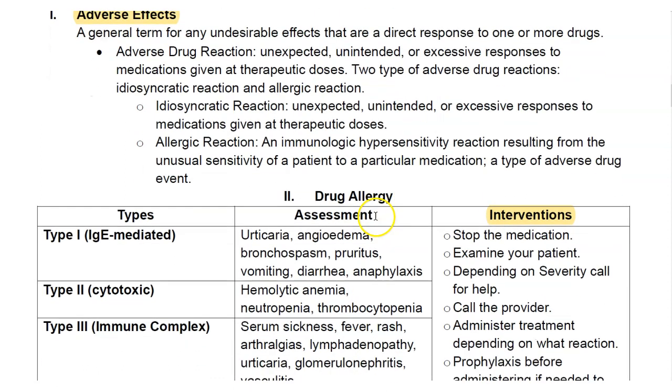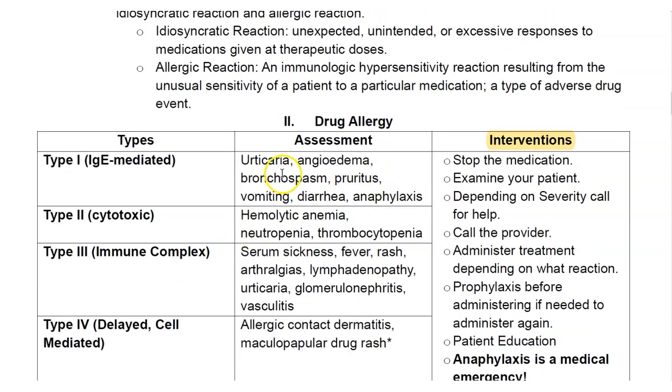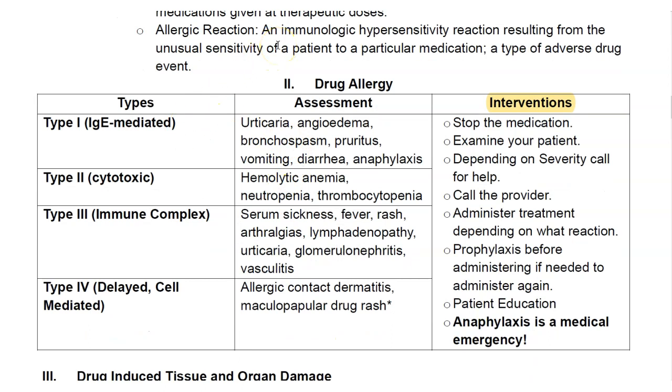Now, allergic responses are categorized into different types. You have type 1, type 2, type 3, and type 4. Type 1 is also known as IgE mediated. This usually causes urticaria, angioedema, bronchospasm, pruritus, vomiting, diarrhea, and anaphylaxis. Know that anaphylaxis is a medical emergency. Type 2 or cytotoxic can cause hemolytic anemia, neutropenia, and thrombocytopenia. Notice that the cytotoxic type basically causes abnormalities in the blood count.